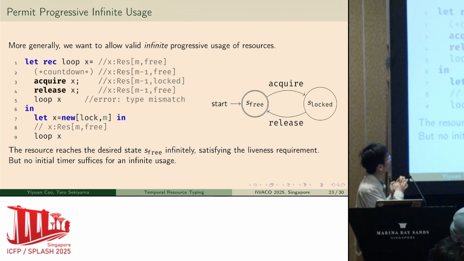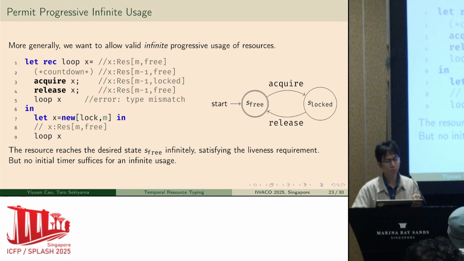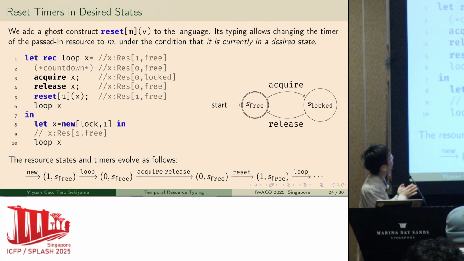So it looks good for finite usage, but how about valid infinite usage? Here's an example. We are programming with a single lock here. We newly allocate a lock and go into an infinite loop, which acquires and releases this lock in pairs. And you can see, same as the previous violating example, no matter what initial timer we give to this lock, it is not enough. So the problem is that we need a way to reset the timers.